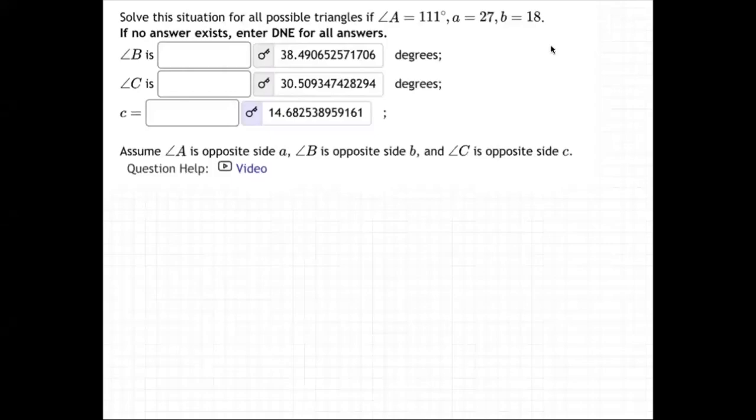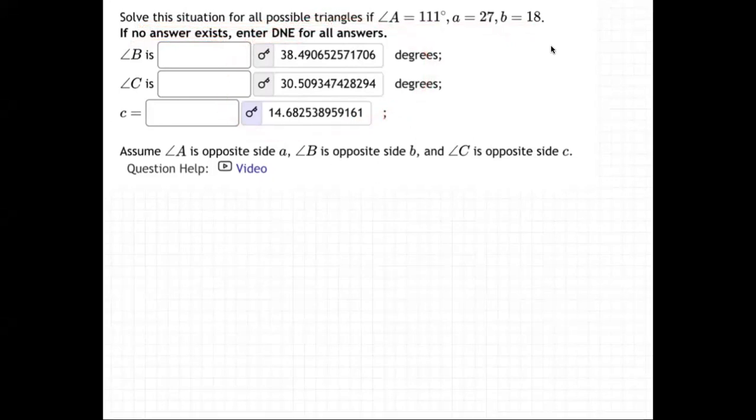Welcome to an example in which we are solving a triangle. Solve this situation for all possible triangles. There's angle A, side little b. If no answer exists, enter D and E. There's the answers already. So let me show you how we get to those answers.